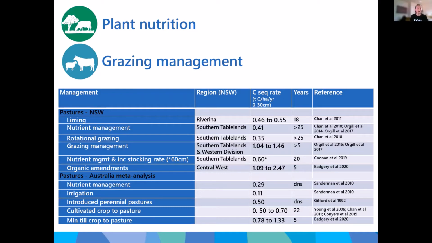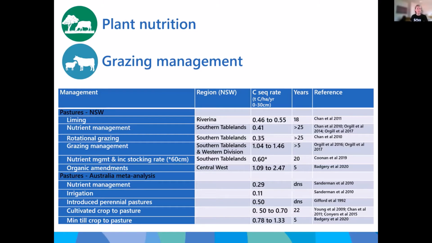Things like managing our irrigation schedules, introducing perennial pastures, and in some cases changing from a cultivated, degraded soil to a pasture. And that's sometimes where our greatest changes can be seen, restoring degraded land. Now, something important to think about here as well is the lower your starting carbon level, the greater the increase could be, the bigger the bucket is to fill.